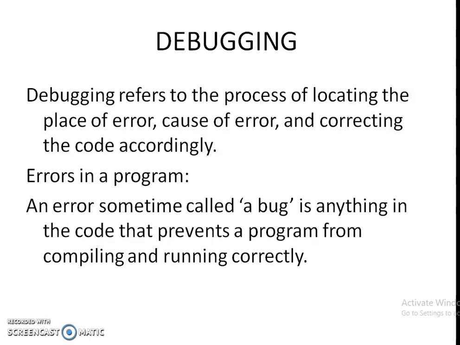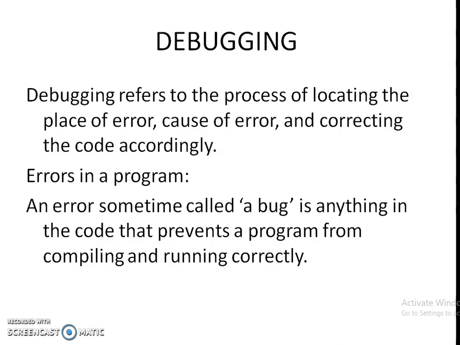The next one, debugging. Okay, our next topic is debugging. Debugging refers to the process of locating the place of error, cause of error, and correcting the code accordingly. Okay, where was the error and what is the reason for this error? This process is called debugging. Okay, first to find the place of error, then the reason for this error, and correcting the code based on the error detection. That process is called debugging. Clear?